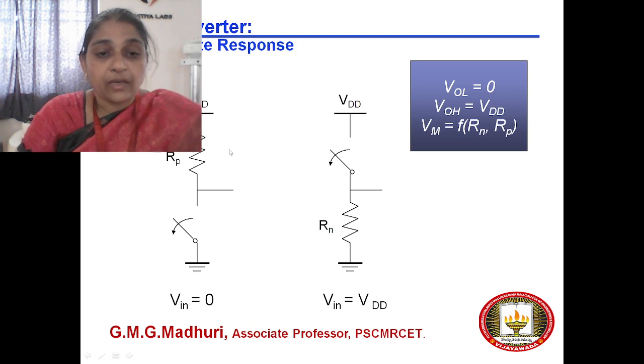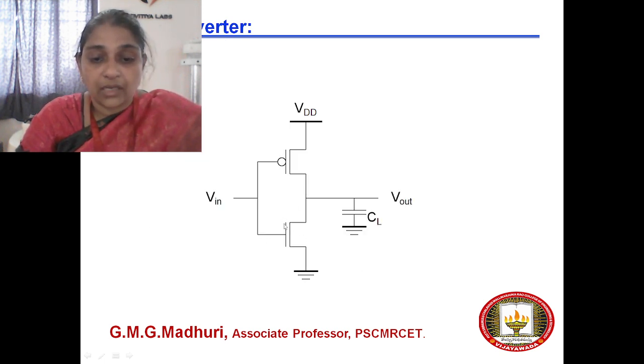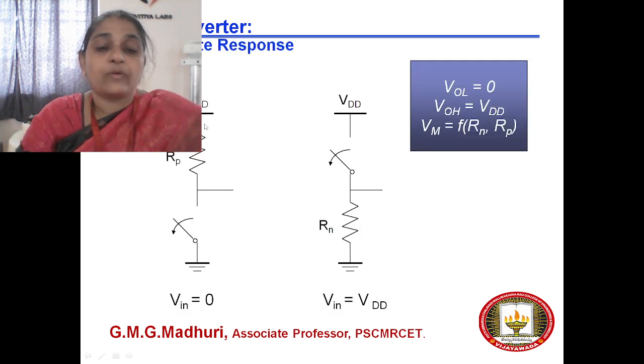So, when a logic 0 is applied, what happens? Here the n-type transistor is completely off and the p-type transistor is completely on. The p-type transistor operates in the resistive region, hence it is represented with a resistor, and the n-type transistor is completely off and is represented as an open switch. You can see that the output is connected to VDD. So when Vin is equal to 0, the output is equal to VDD.